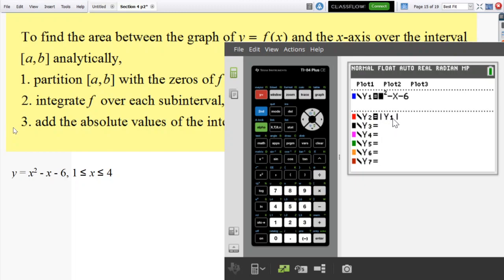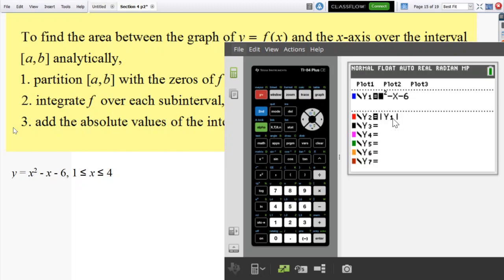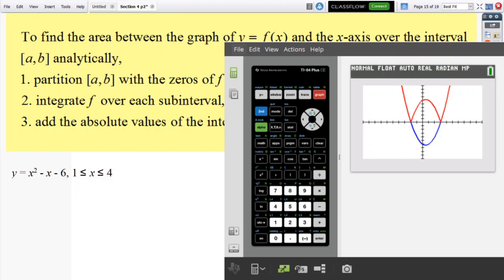What I'm trying to say here is, instead of trying to find the integral of the actual function, I can now find the integral of the absolute value of the function. So here I can find out that my area might be equal to the integral, and again I'm going from 1 to 4, of the absolute value of x squared minus x minus 6 dx.